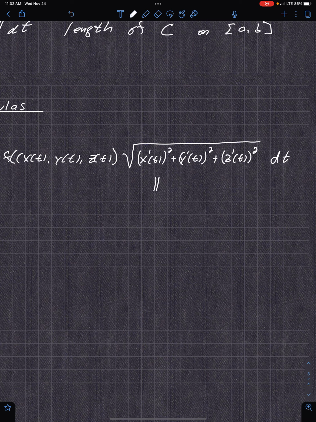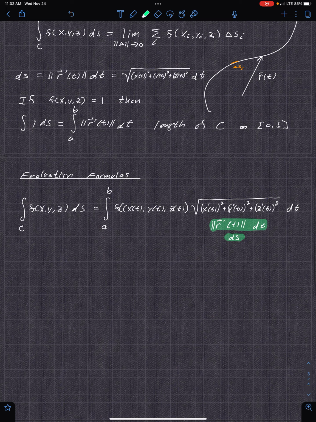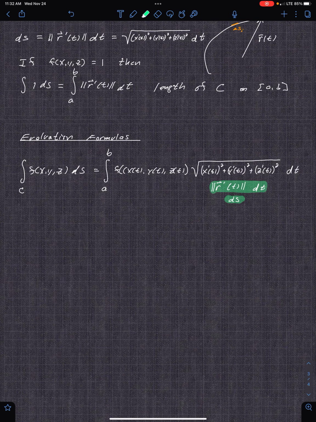And it helps to remember that this is the magnitude of r' dt. Okay, so that is your ds. We need to remember that your ds is this. Oops, I just put ds in there. This should be dt. Okay, so that's what it should be, and those match. It helps you remember: when you see ds, you always need to convert that to something you can actually evaluate. So let's look at an example of that.